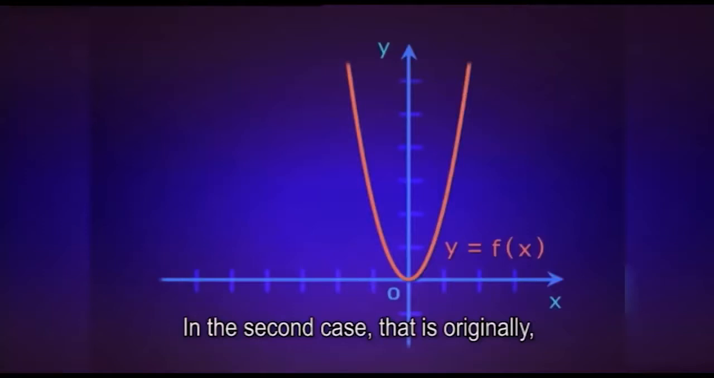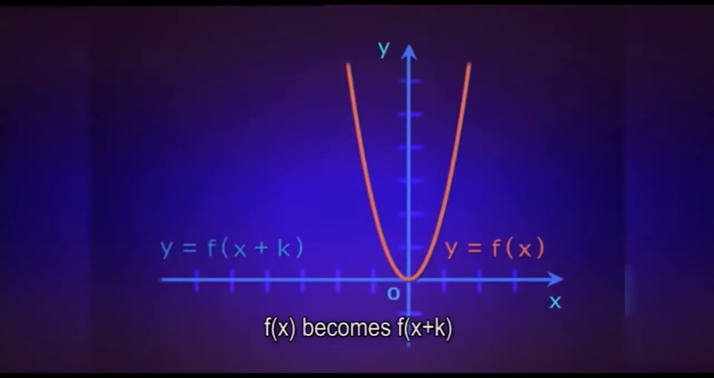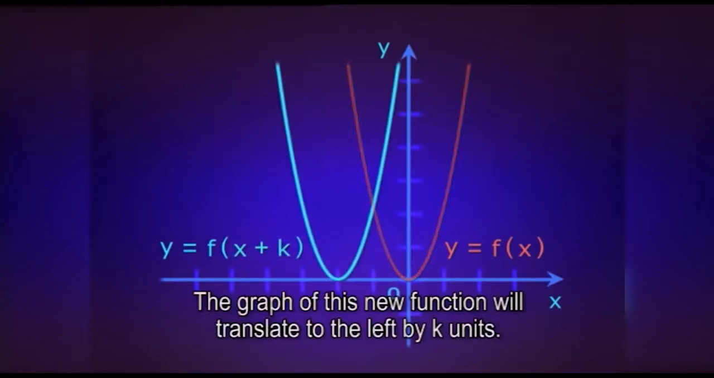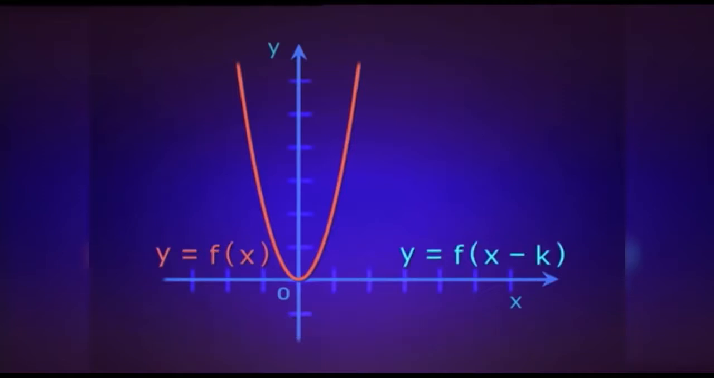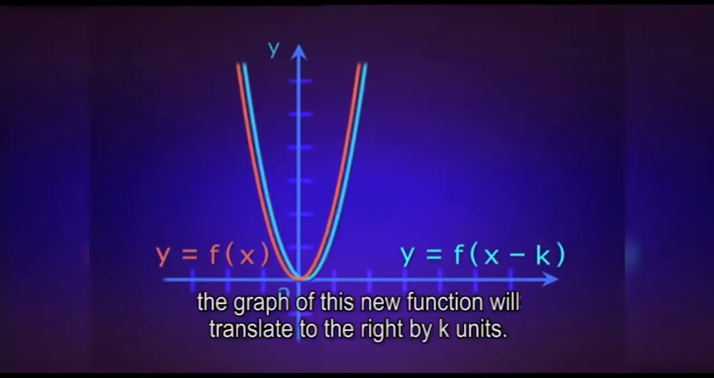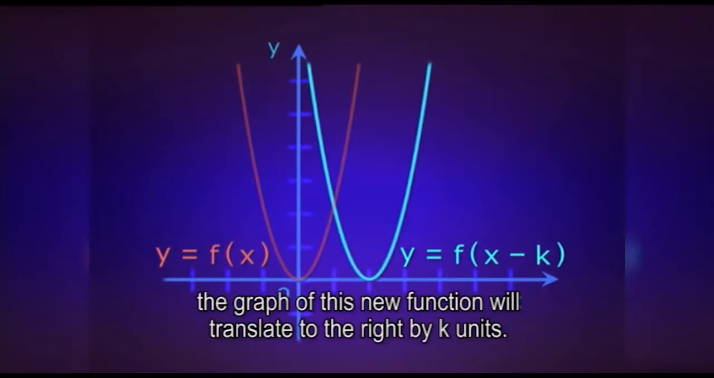Under the second case, the original function of x becomes the function of x plus k, that is the independent variable plus k. The graph of this new function will translate to the left by k units. If the original function of x becomes the function of x minus k, that is the independent variable minus k, the graph of this new function will translate to the right by k units.